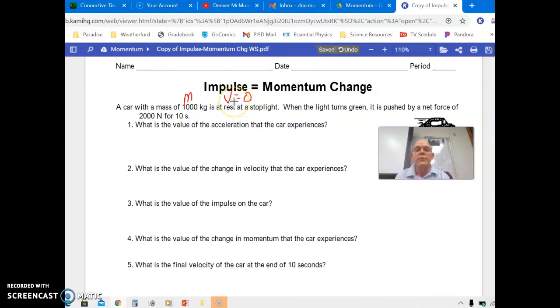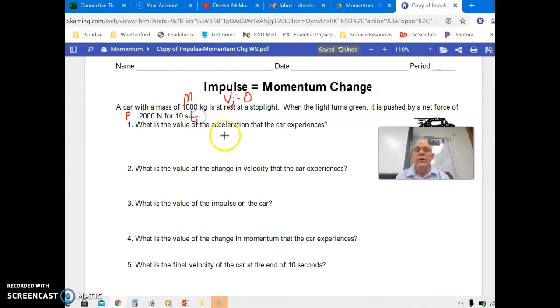I'm not going to write meters per second because it's hard for me to write with this, but you get the idea. Now, is this the final velocity or the initial? Well, it is going to be the initial. So vi is that. When the light turns green, it's pushed by a net force of 200 newtons. So that's obviously force, technically net force, but you get the idea. Oops, sorry, that should be an F. Net force, and for 10 seconds, that's going to give you time.